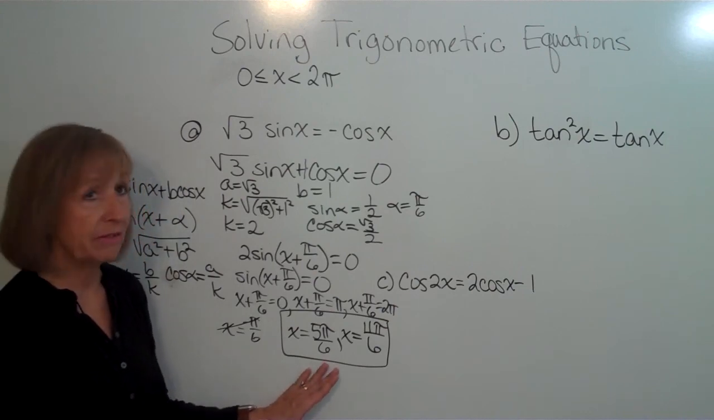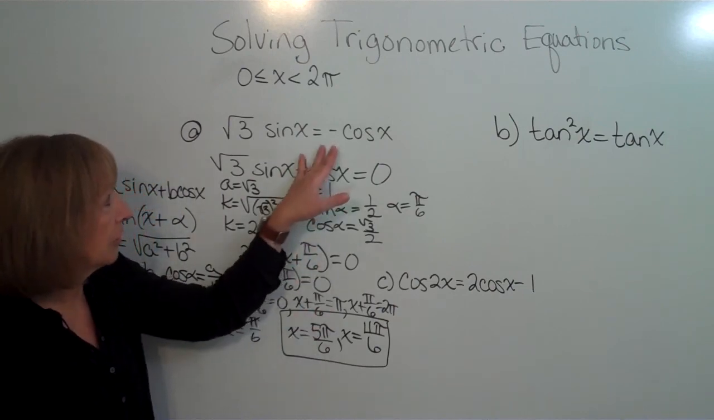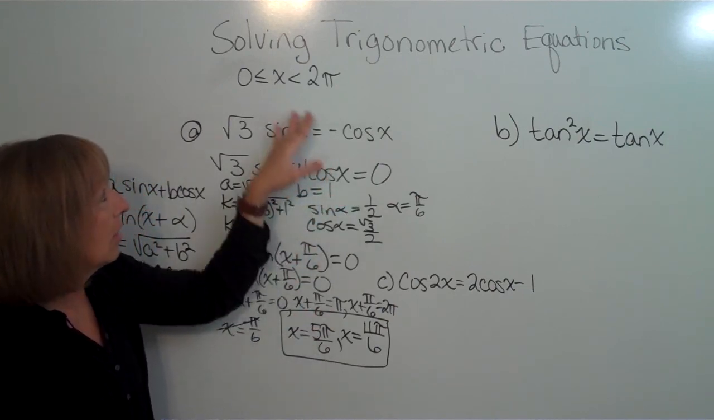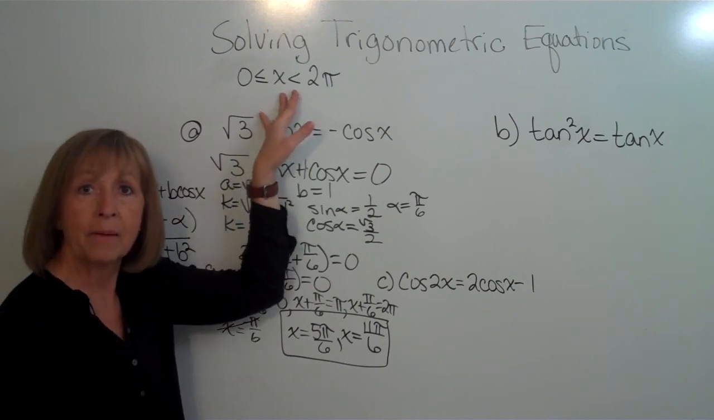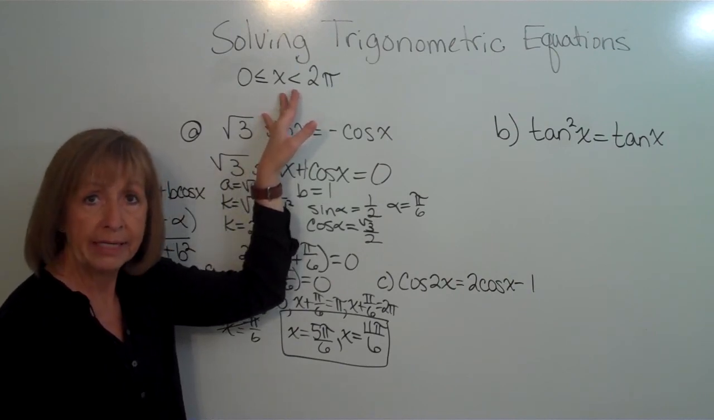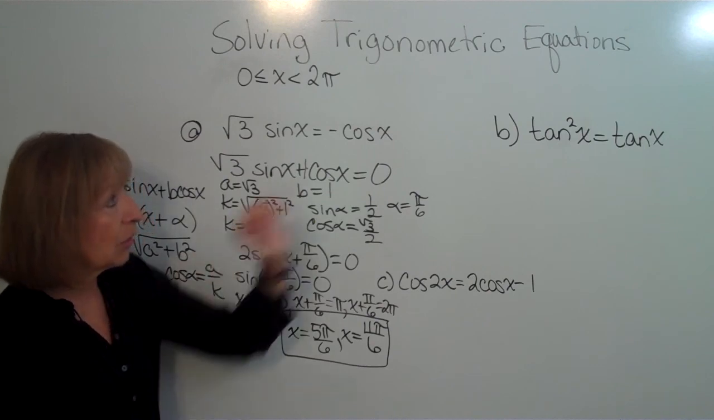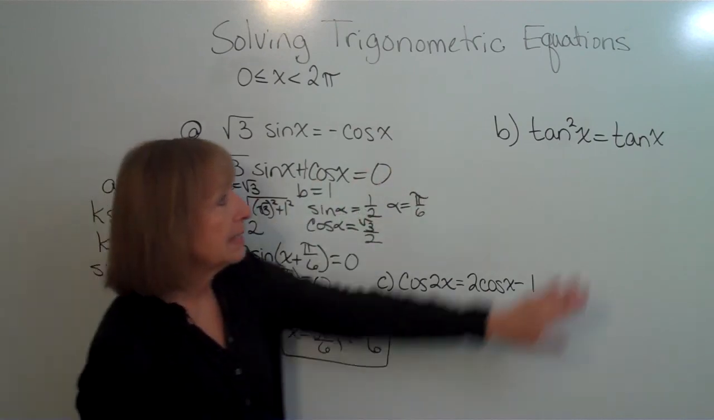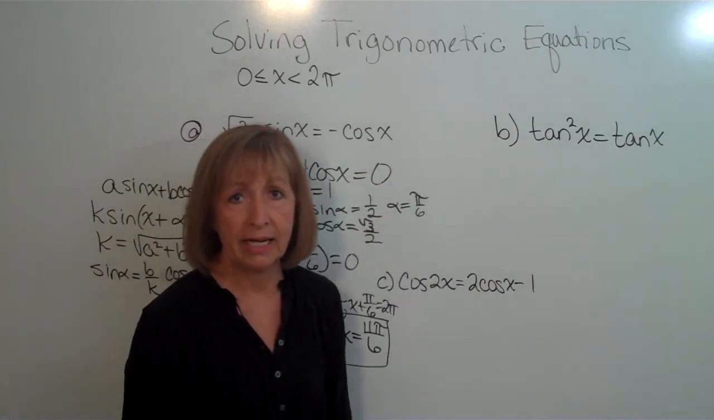So those are the values of x that will make this original equation true that also are within the span of angles that they've asked me to report it in. Okay, let's go to part B. Part B is tangent squared x is equal to tangent x.